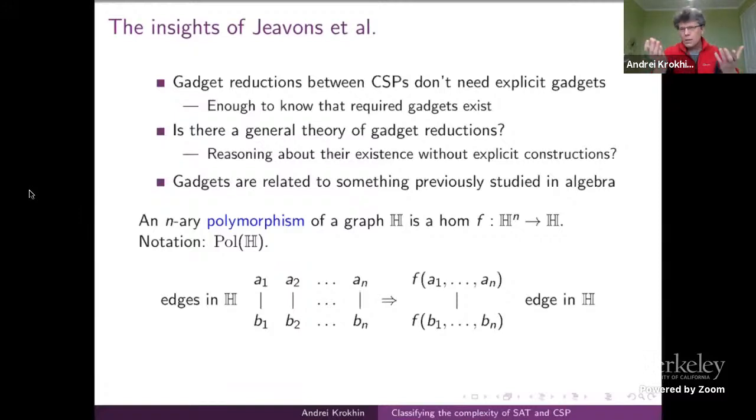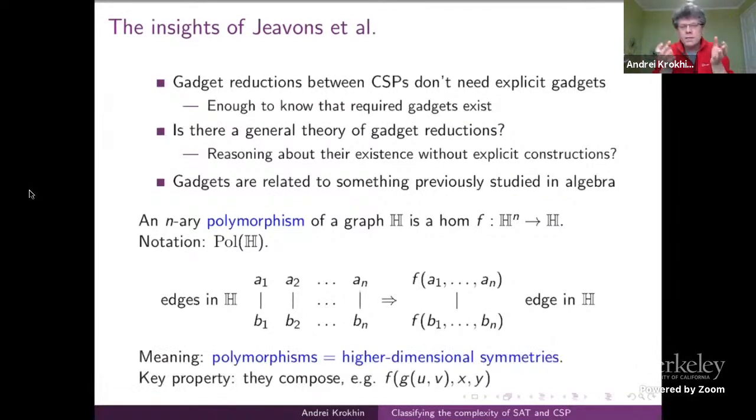And this extends in a natural way to, say, ternary relations. If you take n triples in your ternary relation and then apply your f component-wise, the result must also be in the relation. So in this way, we can generalize this notion of a polymorphism to arbitrary n-ary relations and then to relational structures by simply saying that you must have a polymorphism of every relation present in your structure.